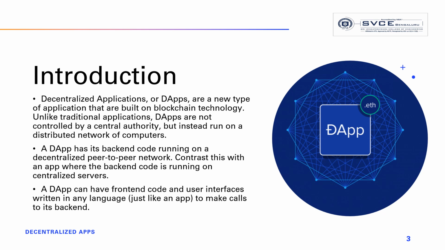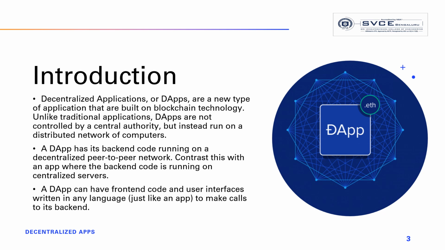Blockchain is a distributed database that allows multiple parties to maintain a shared ledger of transactions without the need for a central authority, as we all know. The transactions are verified and recorded in blocks that are linked together in a chronological chain, forming an immutable record of all transactions. This ensures the integrity and security of the data, making it ideal for applications that require trust and transparency. So, decentralized applications or DApps are a new type of application that are built on blockchain technology.